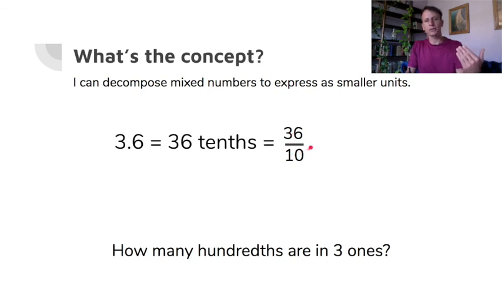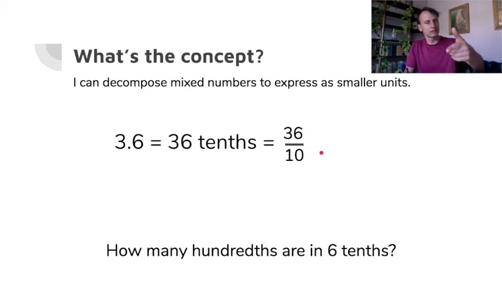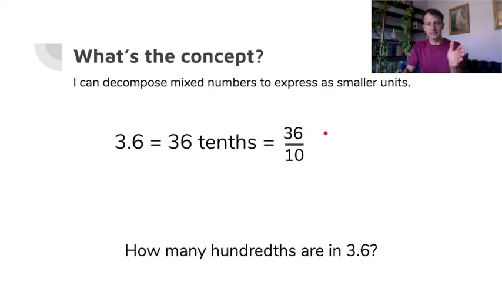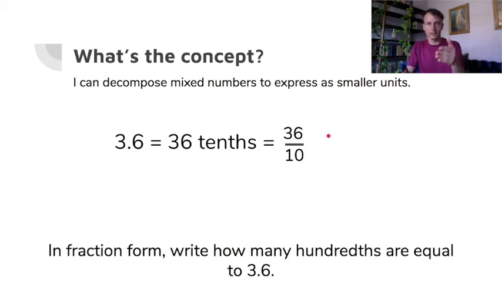How many hundredths now in 3 ones? Well, 1 is 100 hundredths, so 3 ones is 300 hundredths. Plus then we have the 6 tenths. Okay, so 6 tenths is 6 dimes, that's 60 cents, 60 hundredths. So 300 hundredths and 60 hundredths together make 360 hundredths. There it is.